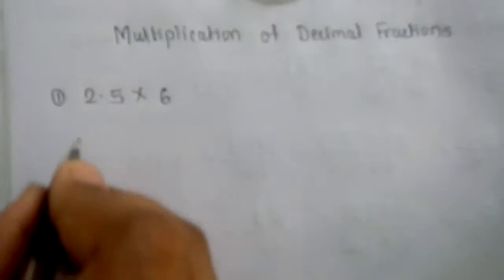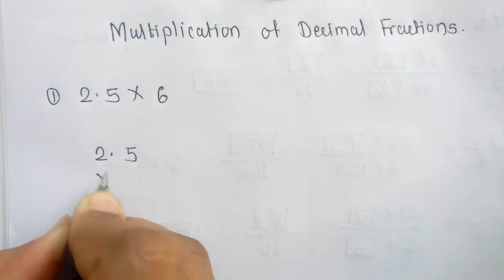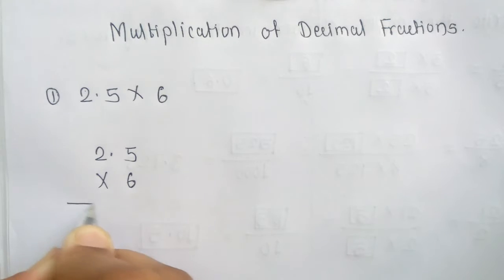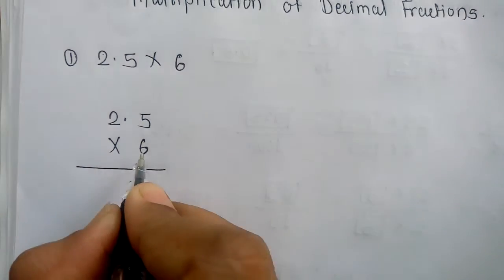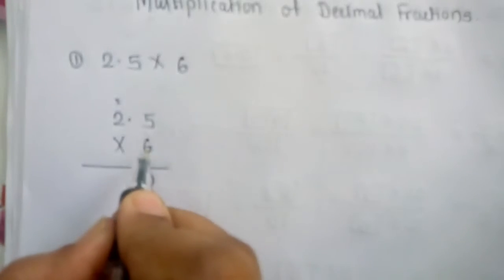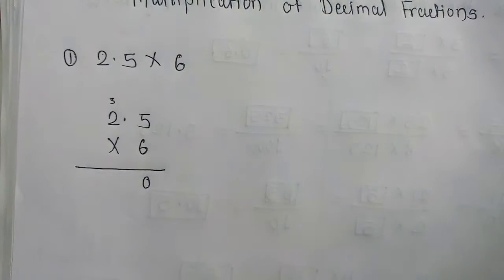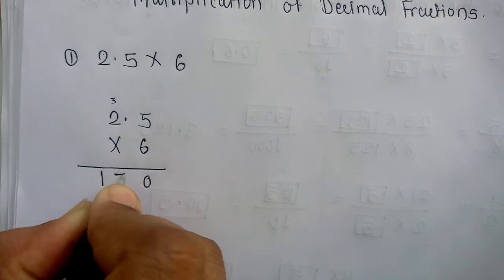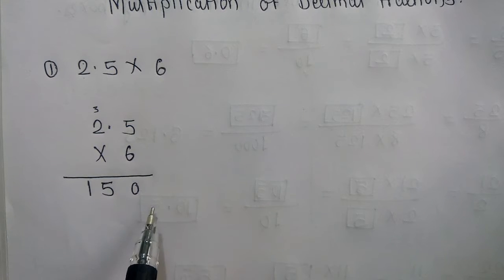So vertically we will arrange it, that is 2.5 into 6. Usually how we are multiplying, same way we will multiply. 6 5s are 30, 3 carry, then 6 2s are 12 plus 3, it is 15. So our answer is 150 without thinking about this point.